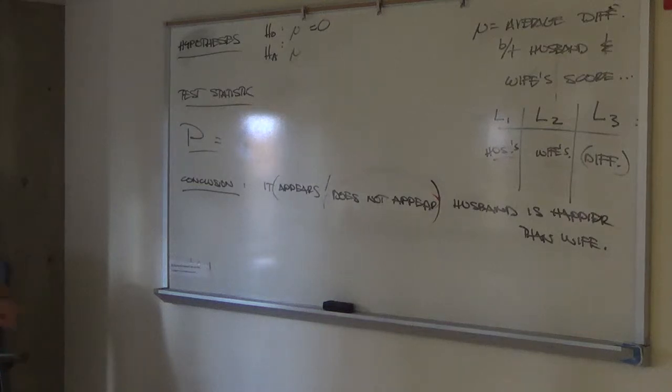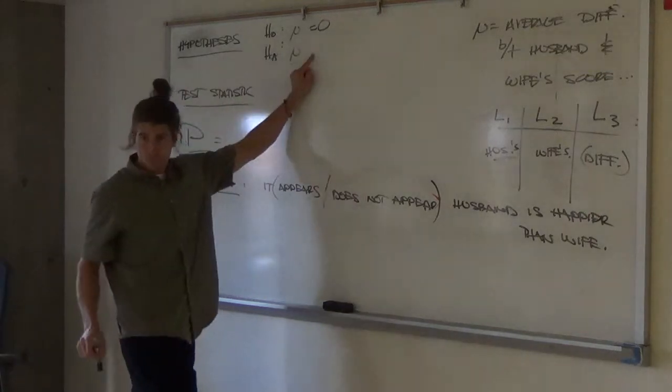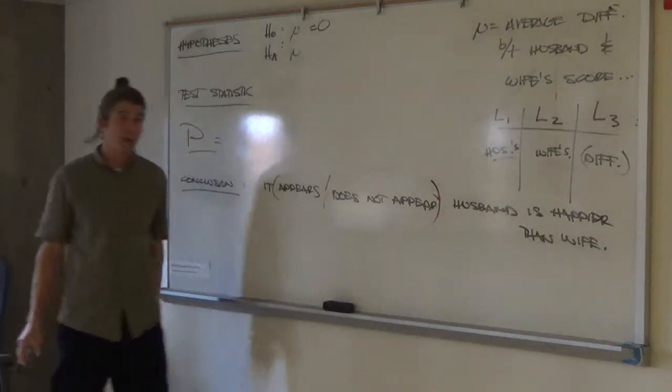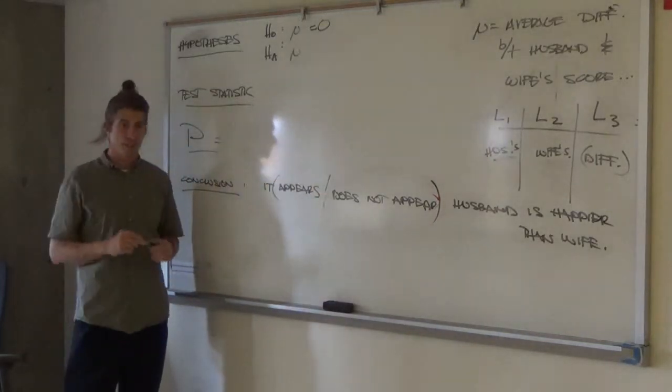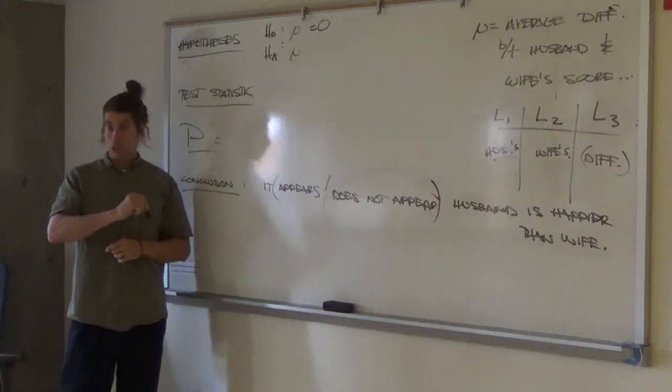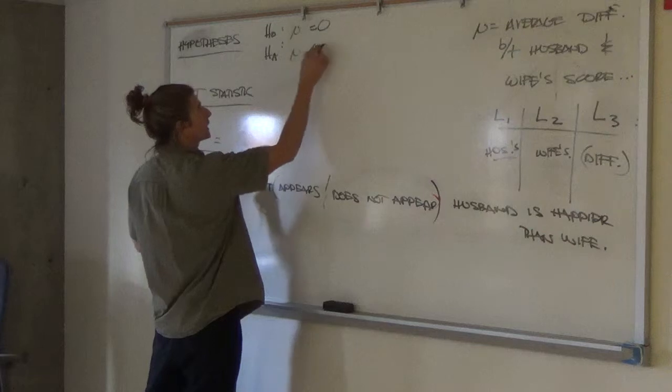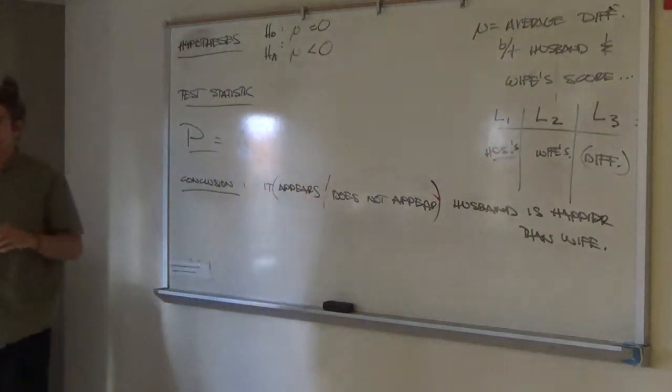Okay. Now, what's going to go here? If it was not equal to zero, we would just be testing there's a difference between the husbands and the wives. This is a directional difference. The husband is happier. Why is it less than zero, Kayla? I agree with you wholeheartedly. This is going to be a less than zero test.